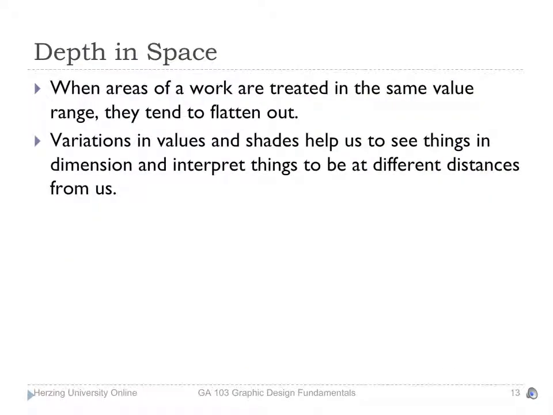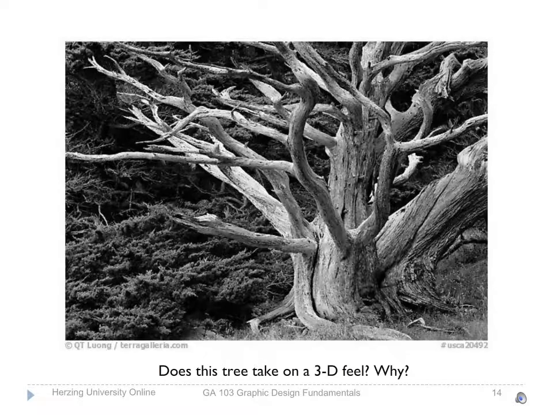Now let's look at depth and space. Where areas of a work are treated in the same value range, they tend to flatten out. Variations in values and shades help us to see things in dimension and interpret things to be at different distances from us. This tree has a three-dimensional feel because we see differences in the values and shades. We see both highs, lows, and all the shades in between.